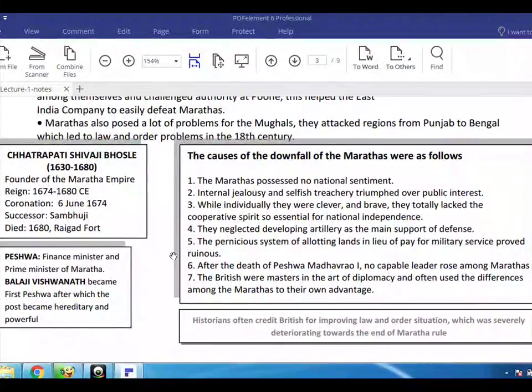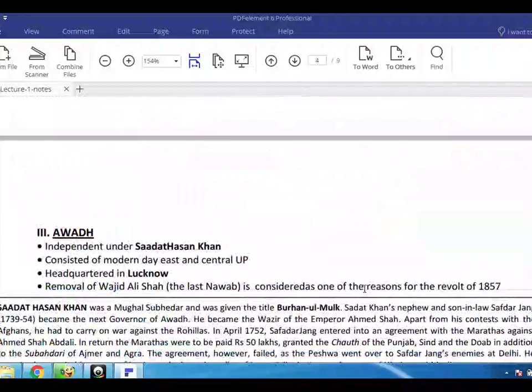6. After the death of Peshwa Madhavrao I, no capable leader rose among the Marathas. 7. The British were masters in the art of diplomacy and often used the differences among the Marathas to their own advantage. Emergence of independent states.